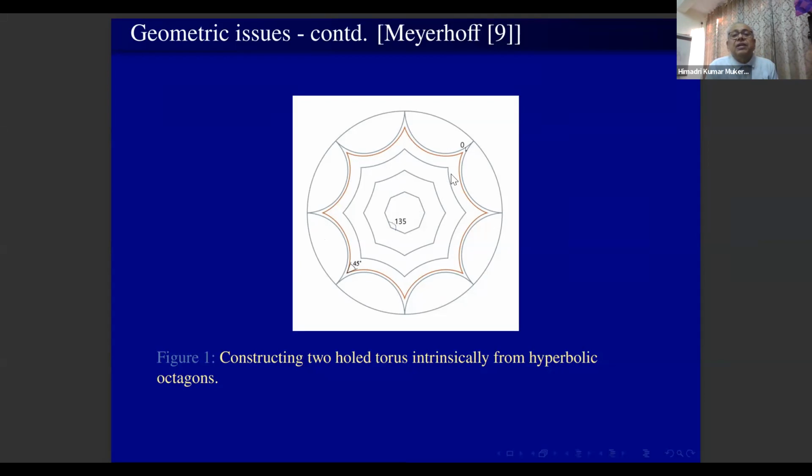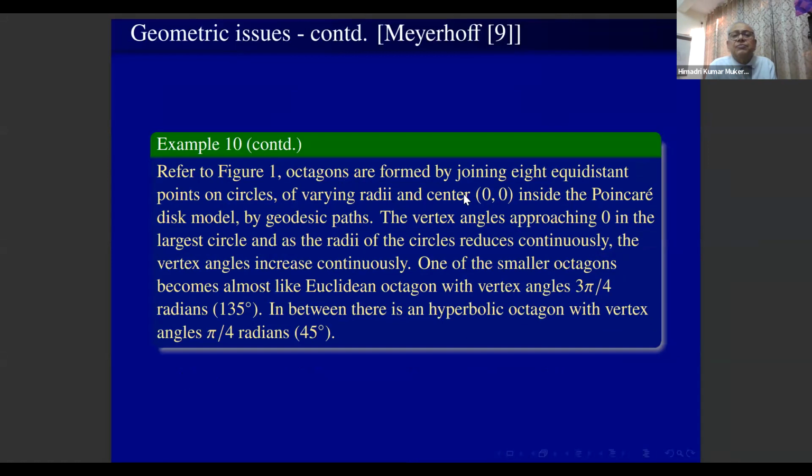And this will allow you to identify all the vertices, 8 vertices, to form a planar disk. So this is the thing, okay? I have written that octagons are formed by joining 8 equidistant points at varying distance, center (0, 0), inside the Poincaré disk model. The vertex angle approaches 0 in the largest circle, and as the radii of the circles reduce continuously, the vertex angle increases continuously.